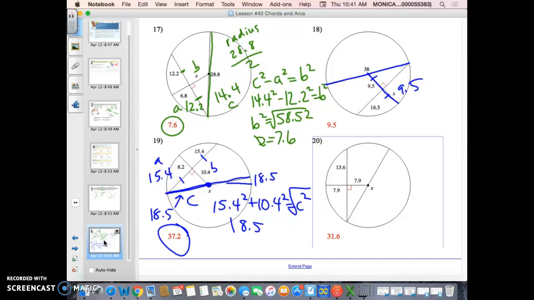Okay. Here you'll notice that this has been marked as a perpendicular bisector. So therefore I know that this is also going to be congruent to this because this also makes a perpendicular line. So if this is 13.6, this is also 13.6. And so this is exactly like the problem before. So I'm going to find this side right here, which is c. So it's 13.6 squared plus 7.9 squared. And that'll give me c squared.